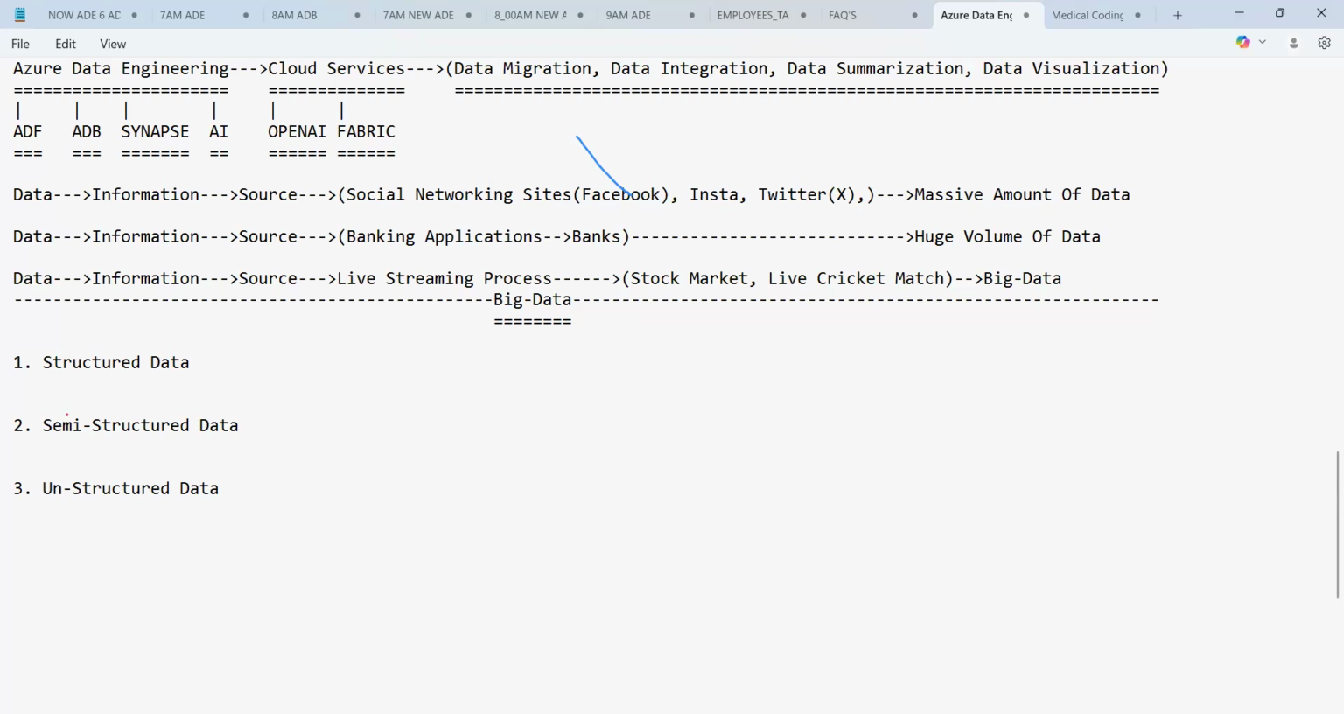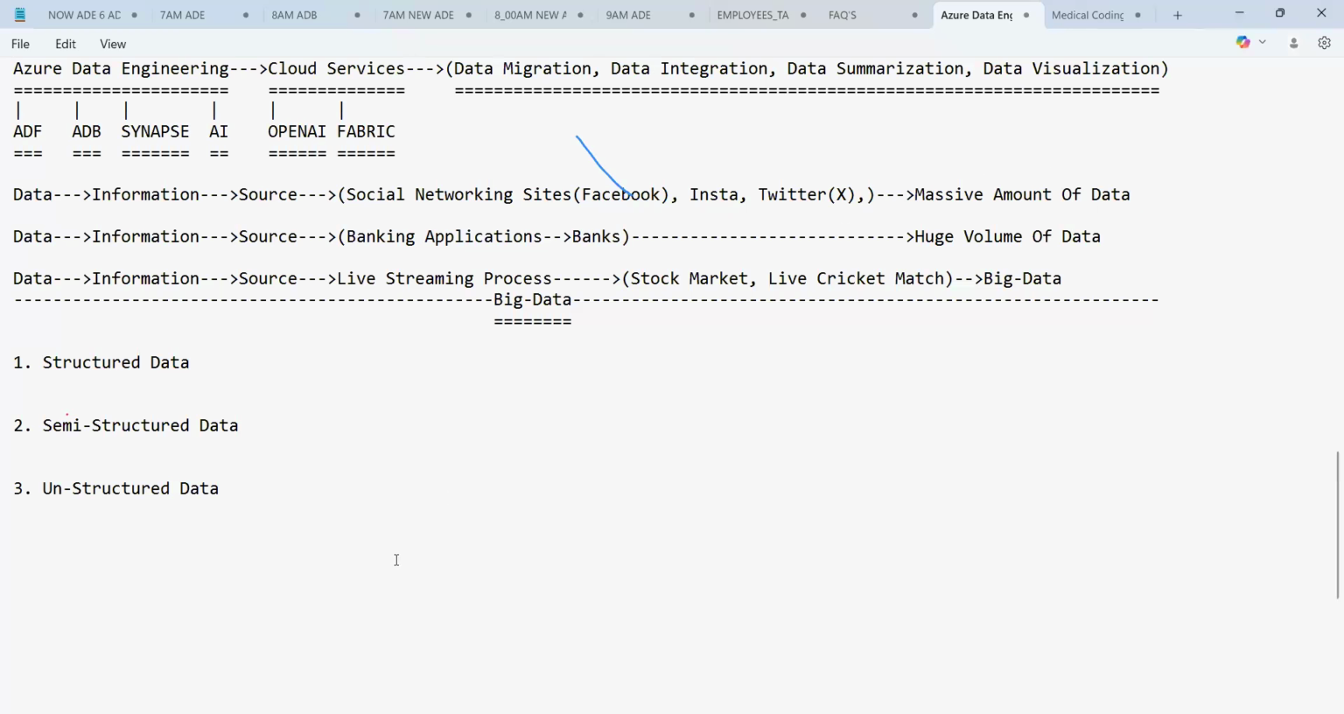So big data is classified into three categories. What is that? The first one is called structured data. The second one is called semi-structured data. And the third one is called unstructured data.